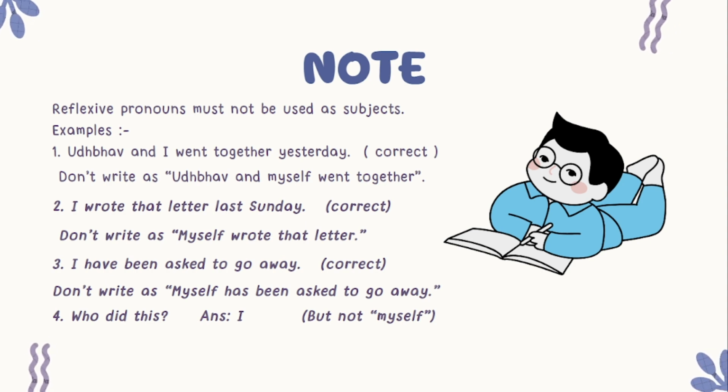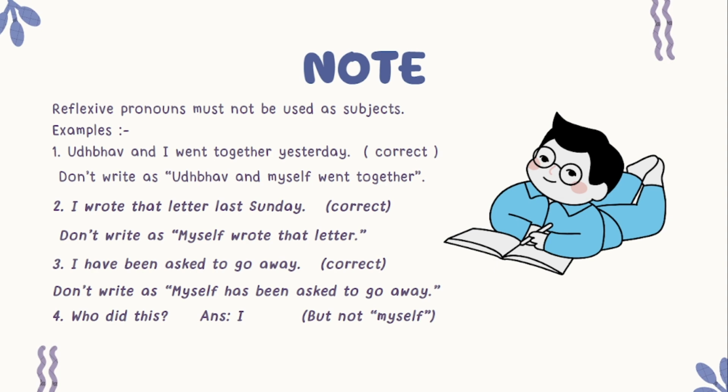What is the rule? Reflexive pronouns are not used in the place of subject. According to this rule, myself should not be written in the place of subject. That's why this sentence is wrong. Next, third one. I have been asked to go away. This is correct. In this sentence, subject is I.